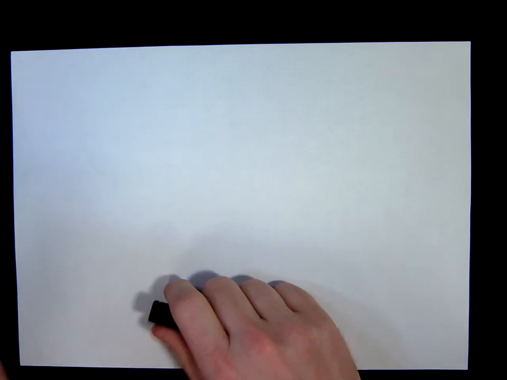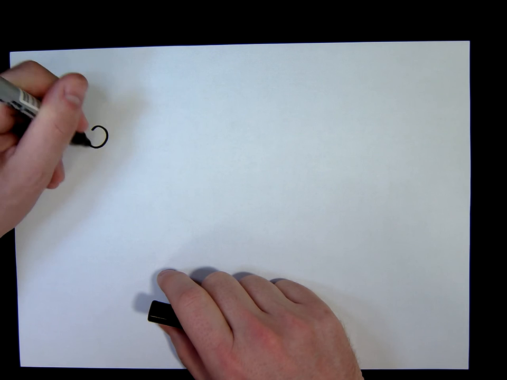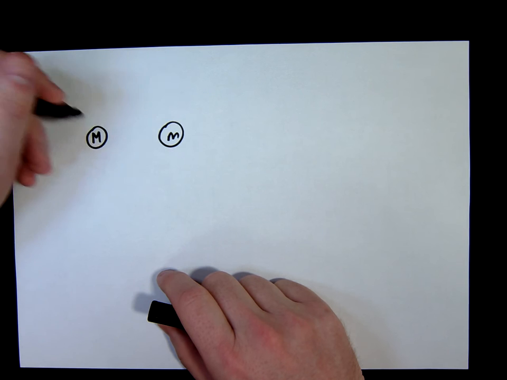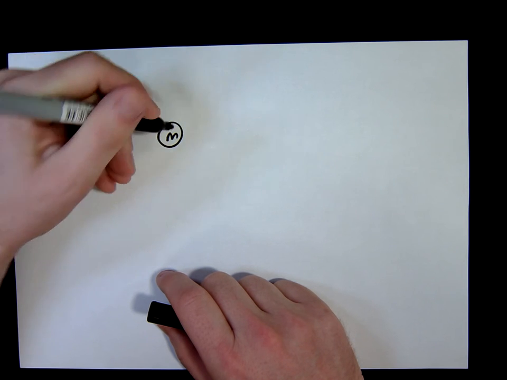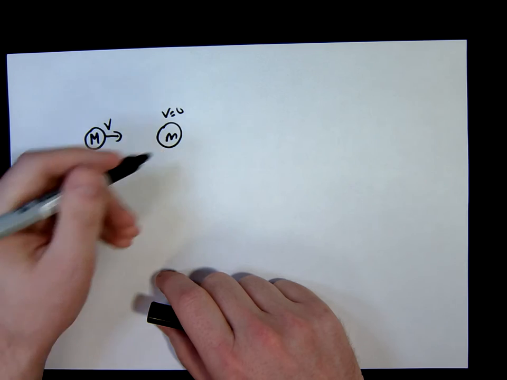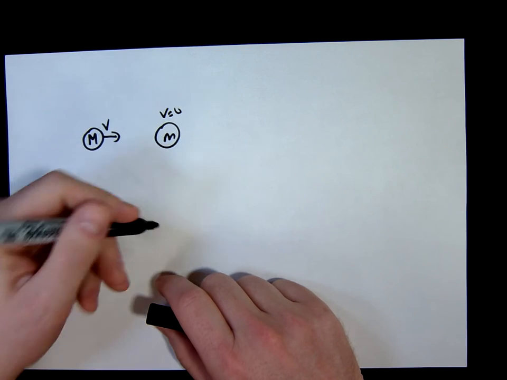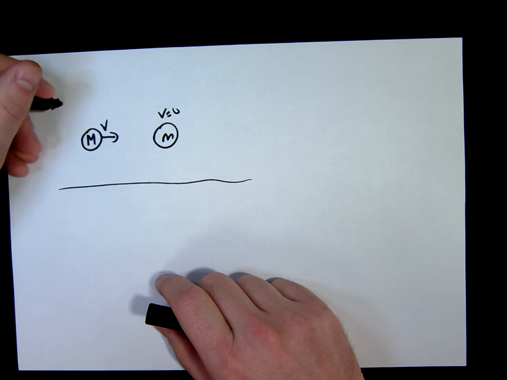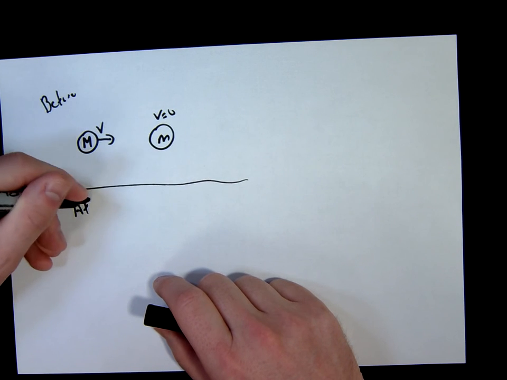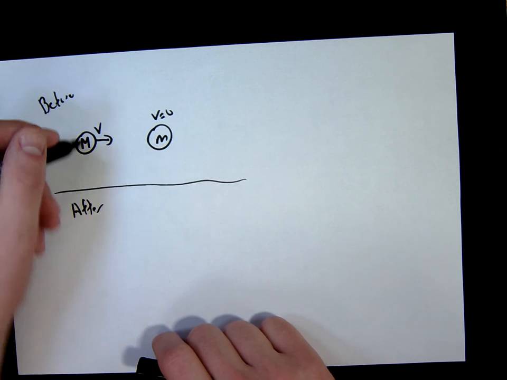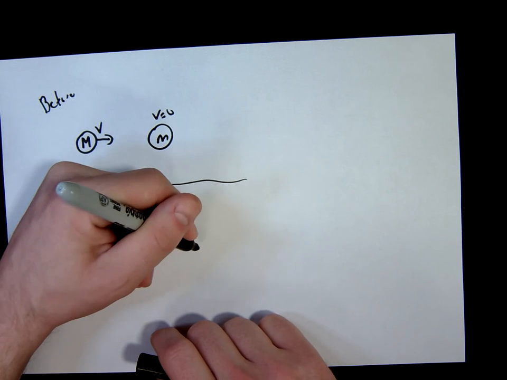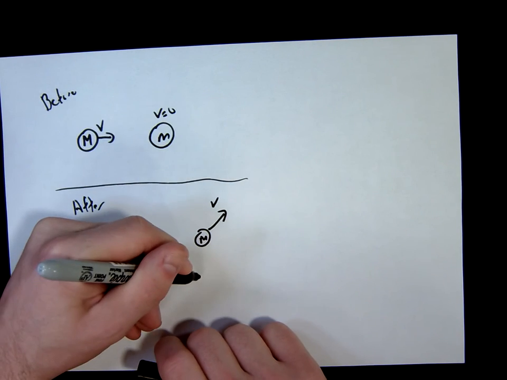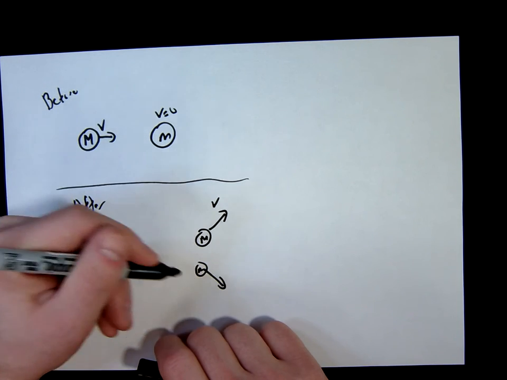I'll just show you briefly here. If you have two objects, I'm going to call them m and big M, and this one's moving with some V. This one's V is equal to 0. This is before. Afterwards, let's say the big M moves up in this direction, and little m maybe moves down in this direction, with some velocity.